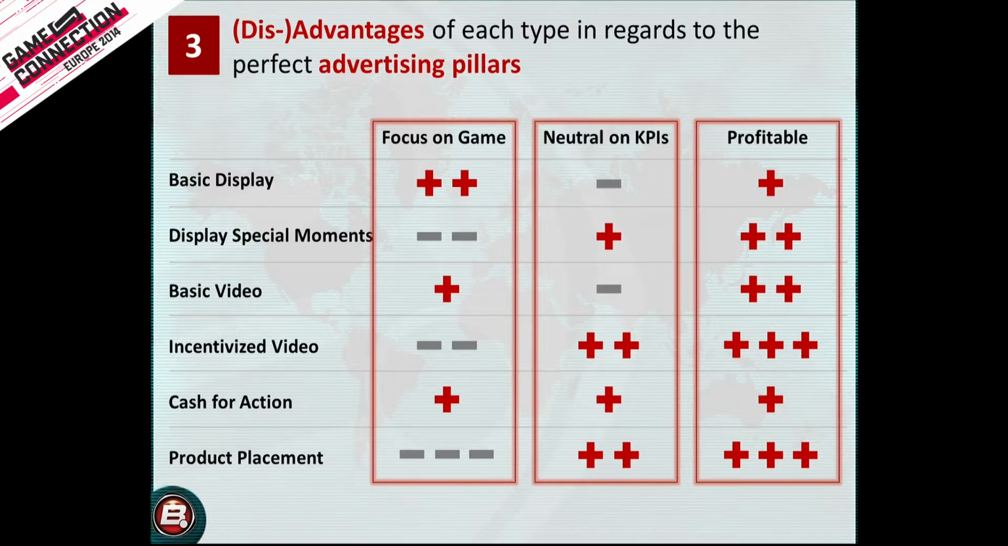An average there. Incentivized videos, for example in great countries like the US or Germany, can go as high as 20, 25 euros. That's possible. The baseline here for good countries should never be below 5 euros, just as a rough estimate for you guys. Cash for action depends highly on the offers. And product placement, well, that's your negotiation skills right there.